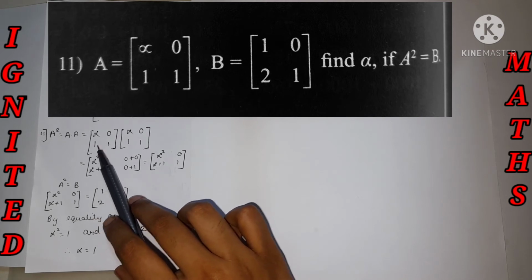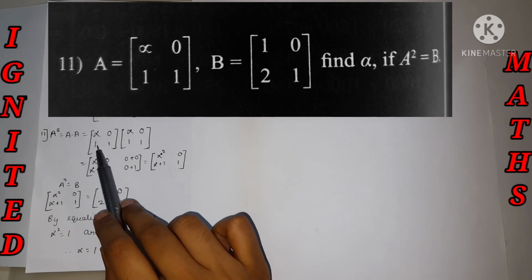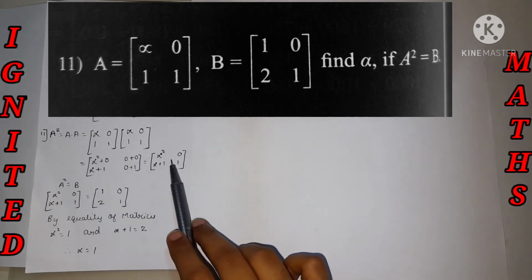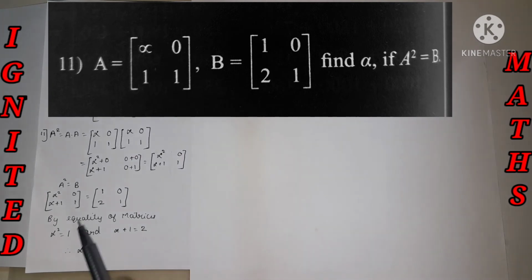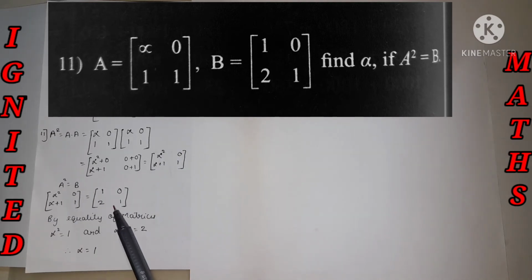Now next, 1 into alpha is alpha, plus 1 into 1 is 1. 1 into 0 is 0, 1 into 1 is 1. Yes, just do the calculation over here. 0 plus 0 is nothing but 0. So they have given the condition that A square is equal to B. A square that we have received from here, and the B is already given in the question.